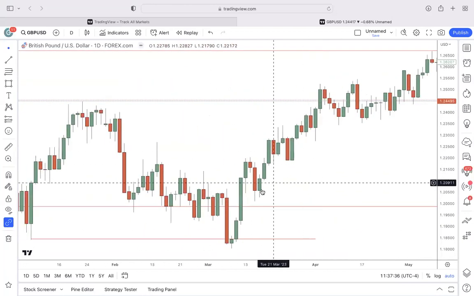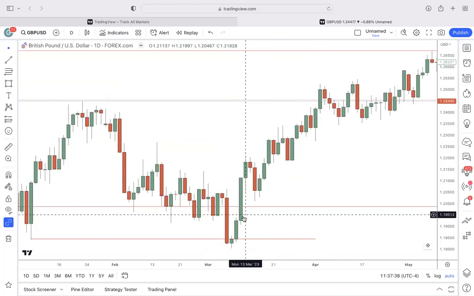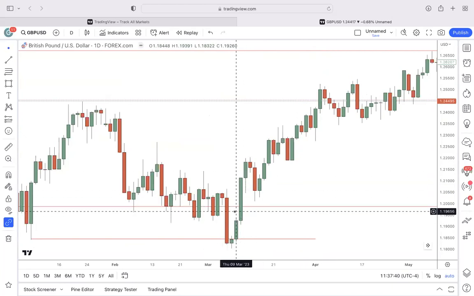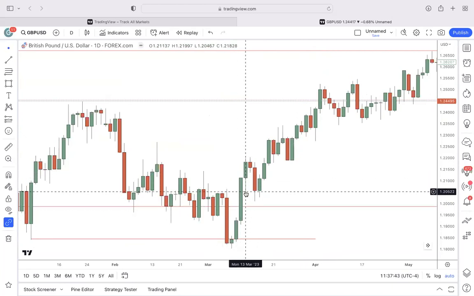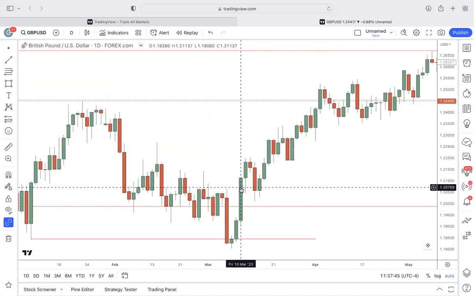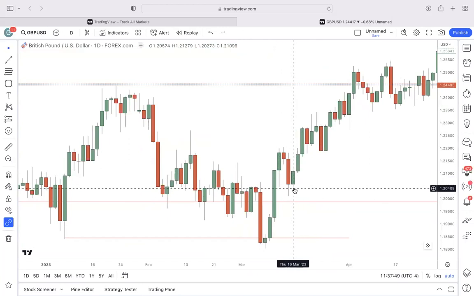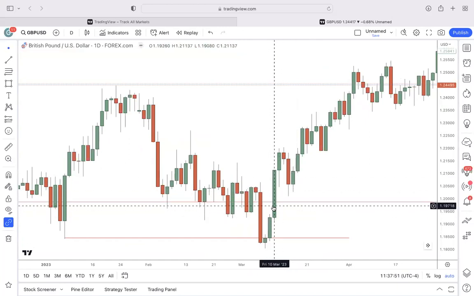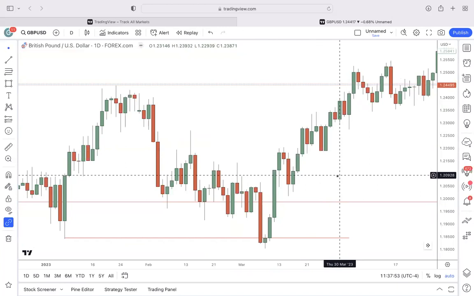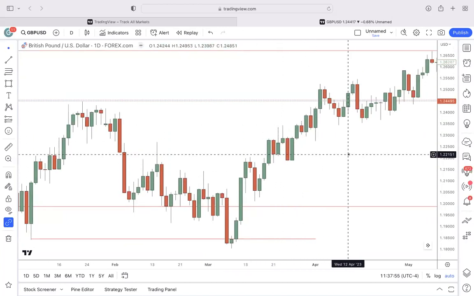Here it is on the daily. Buy side imbalance starts with this candle's low, this candle's high, this candle's low, and the candle in the middle creates the buy side imbalance. That swing low right here formed inside after filling the imbalance with that breaker. So now we're rallying higher.